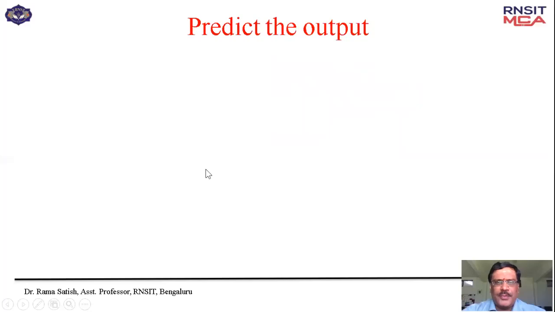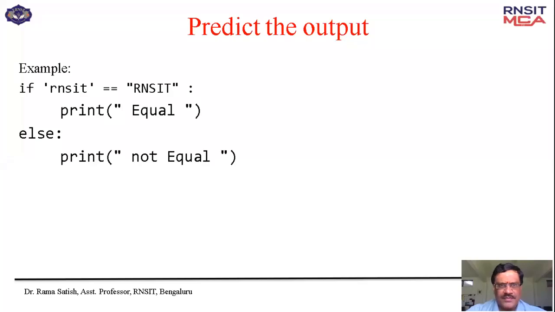Moving on, you have to predict the output of whatever is coming. You have to just guess it. In the chat box, I want all the students to guess. What do I get if RNSIT is equal to RNSIT? Equal or not equal? I want all 53 students. Some say equal, some say not equal. Okay, you have to message me privately, don't message in the group.